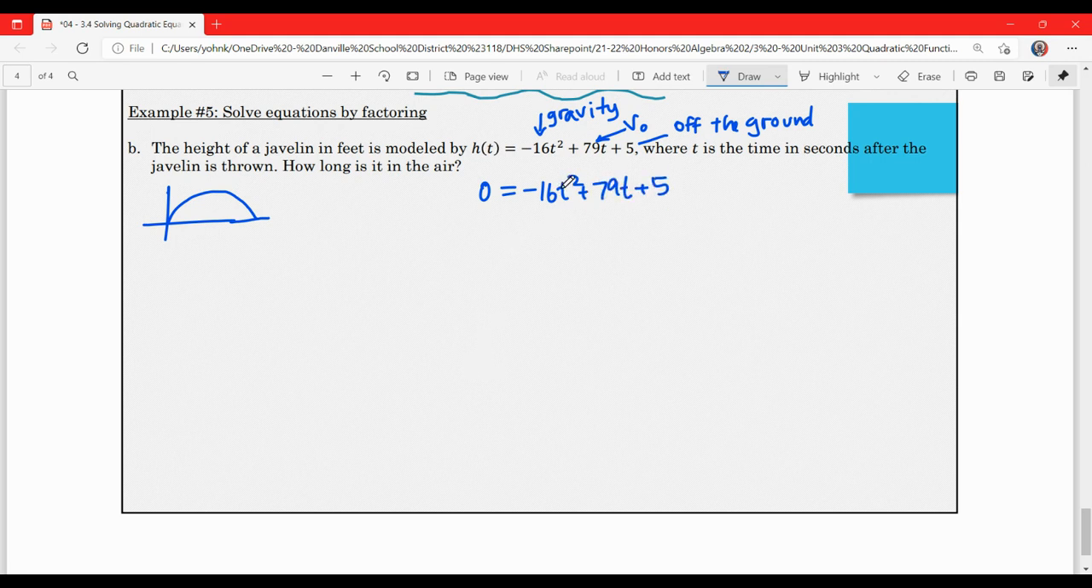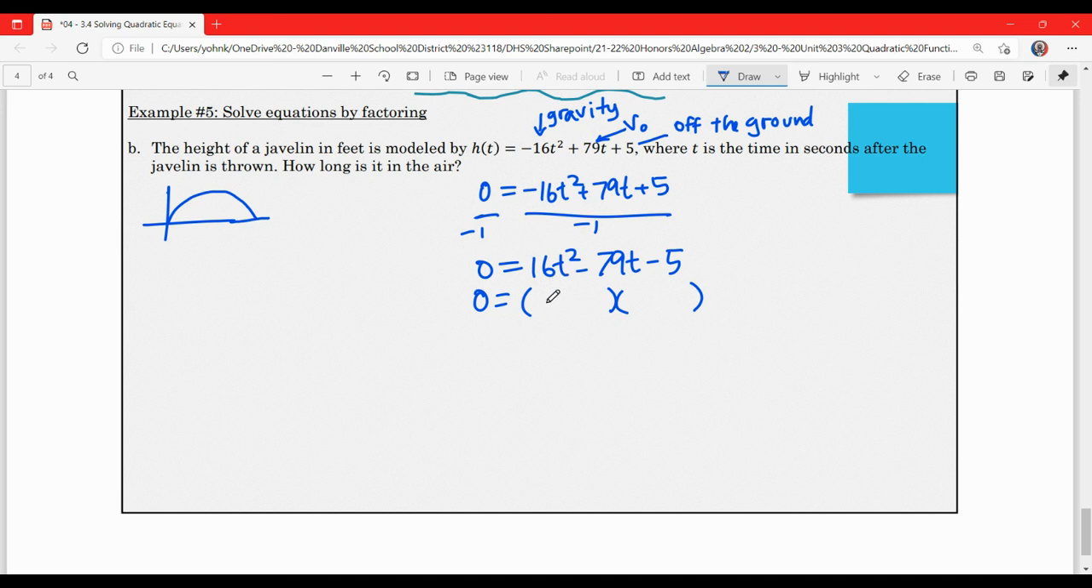Now, to solve for t, first, I don't like this negative in front, so I'm going to divide everything by -1. So that gives me 16t squared minus 79t minus 5. Now I look and see if there's a GCF. There is not. I count the number of terms. There are 3. So I'm going to jump to my 2 parentheses.